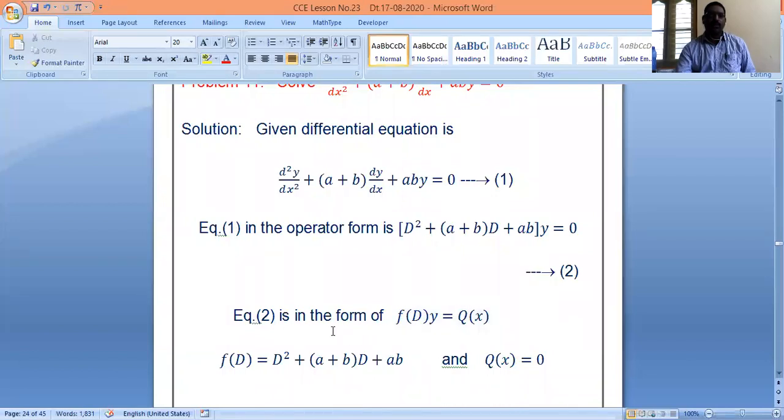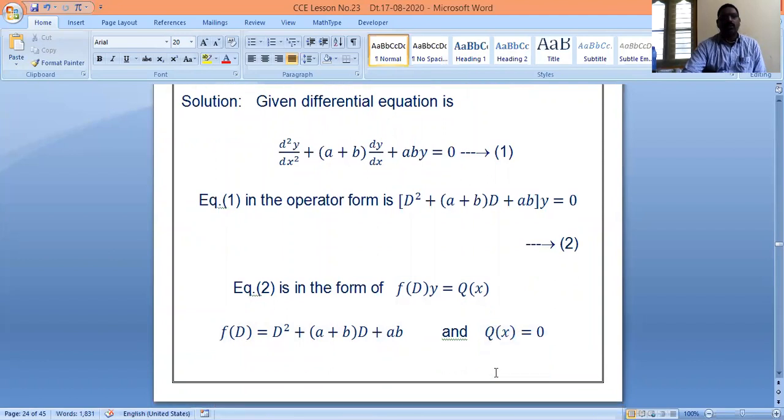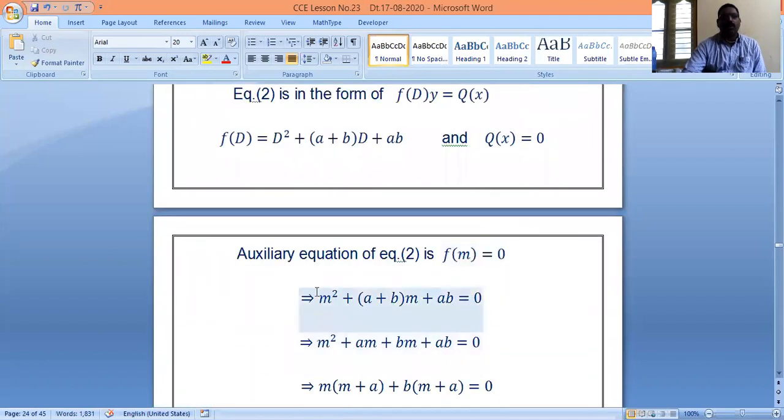Equation 2 is in the form f(D) y = Q(x). Here f(D) = D² + (a + b) D + ab, and Q(x) = 0. The auxiliary equation of equation 2 is f(m) = 0. That implies m² + (a + b) m + ab = 0.